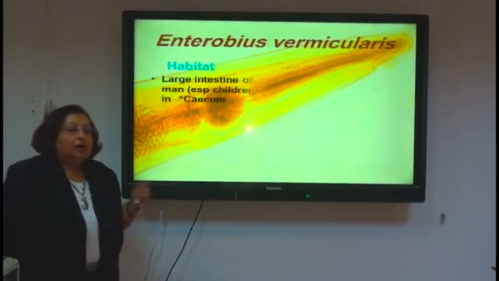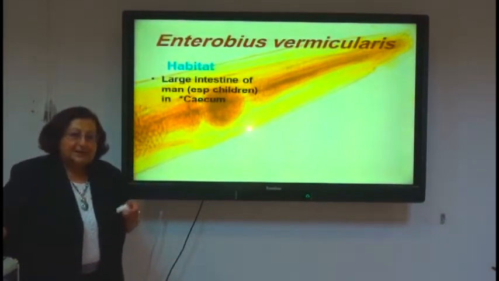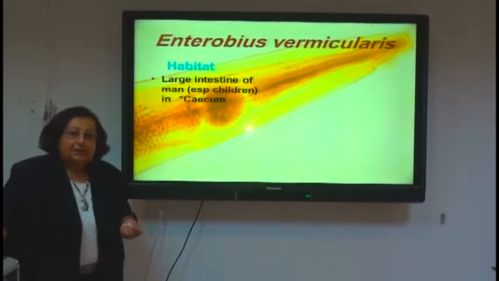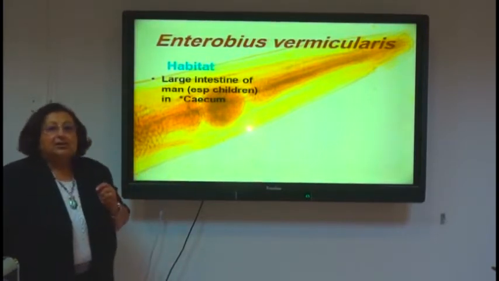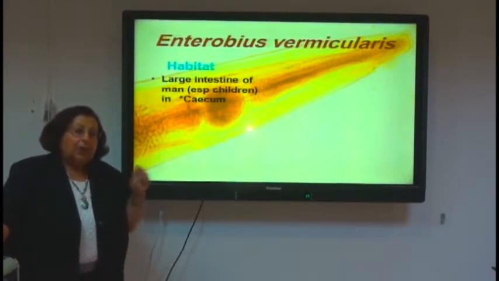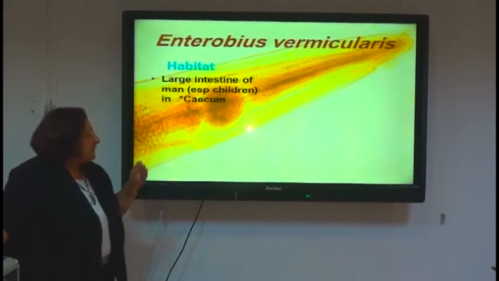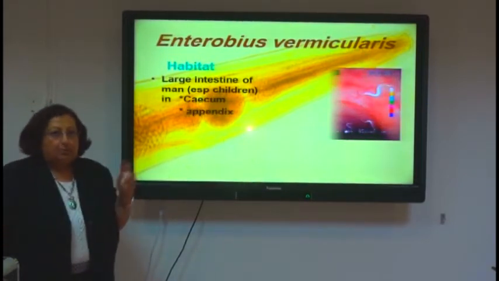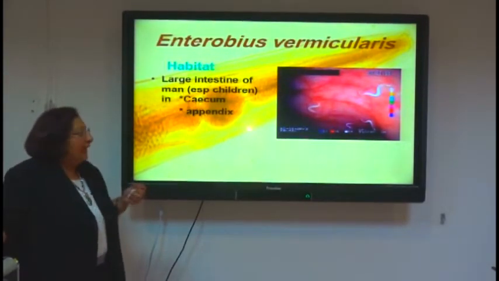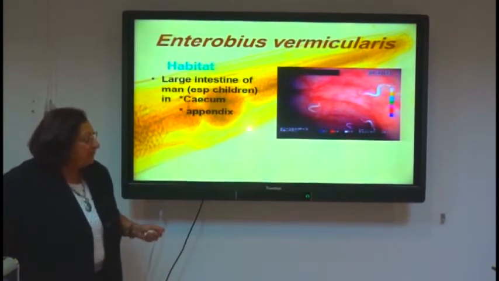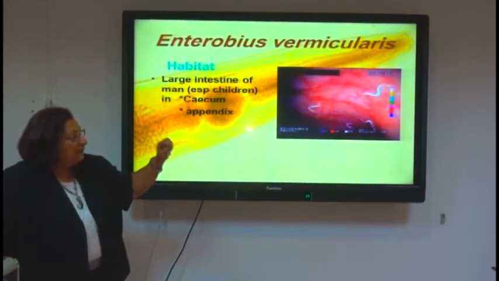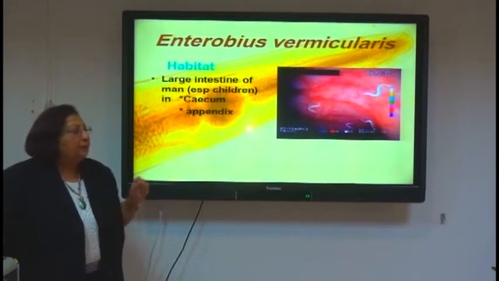The habitat of this worm, as we know, each worm has a special place in the human body. So the habitat of this worm is in the large intestine of man, mainly children. The part of the large intestine which is the common site for Enterobius is the cecum and the appendix. Both cecum and appendix are the common sites of Enterobius vermicularis in man, and especially in children. As we see in this diagram, the worms are studded and clustering in the intestinal mucosa of the large intestine.